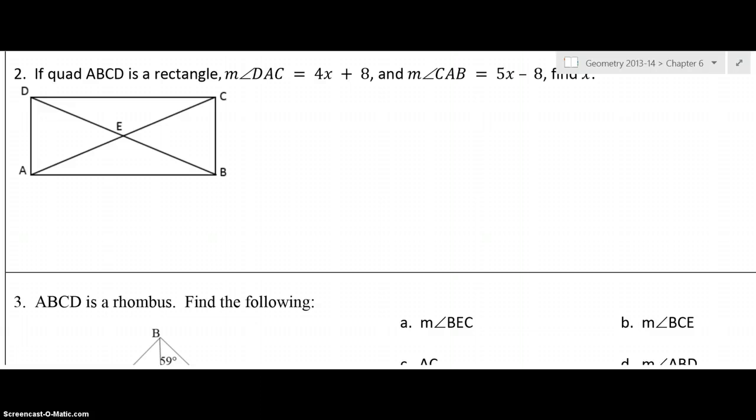If quadrilateral ABCD is a rectangle, so again, if it's a rectangle, it's also a parallelogram. So opposite sides congruent, opposite sides parallel, opposite angles congruent, diagonals bisect. But because it's a rectangle, that means that all of the angles are 90 degrees.